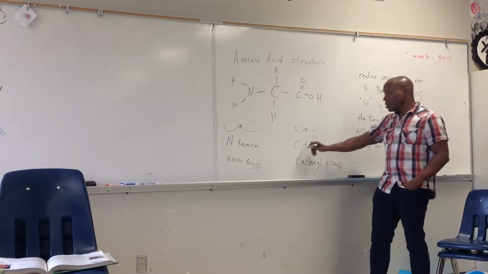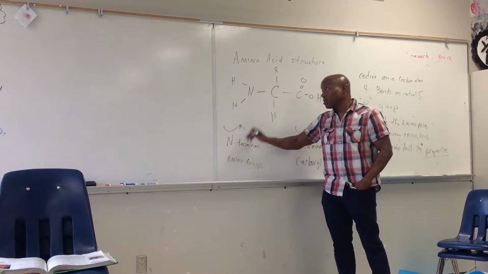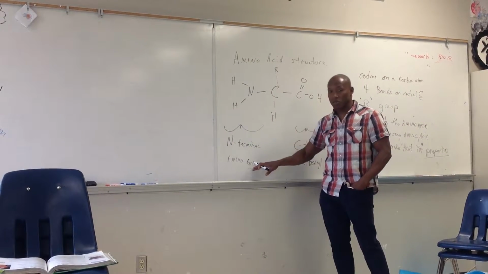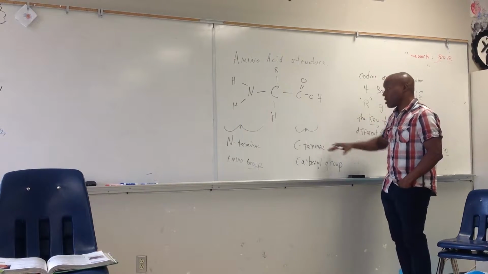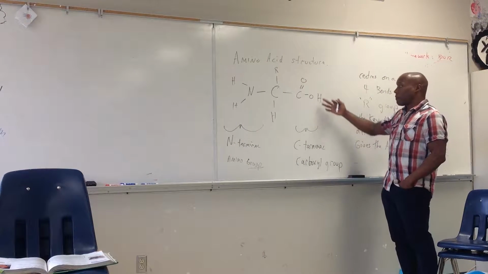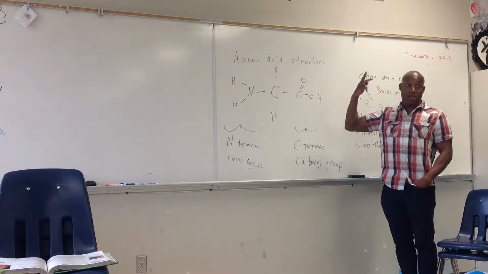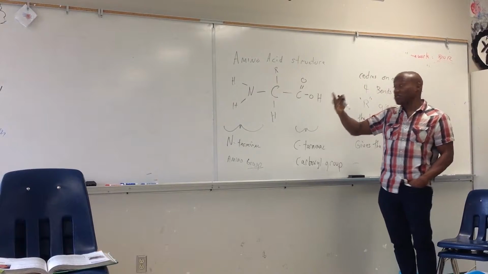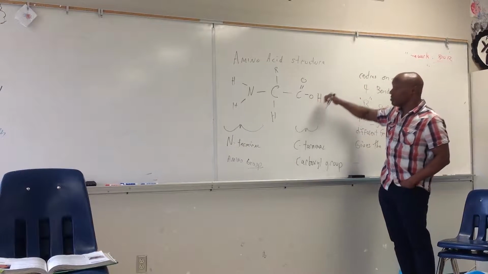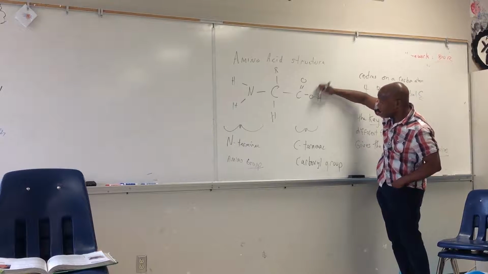So we have an N-terminal and a C-terminal. The N-terminal is an amino group. The C-terminal is a carboxyl group. The dashes mean bonds, covalent bonds. Sometimes we summarize them. If I was really careful, I should do this.